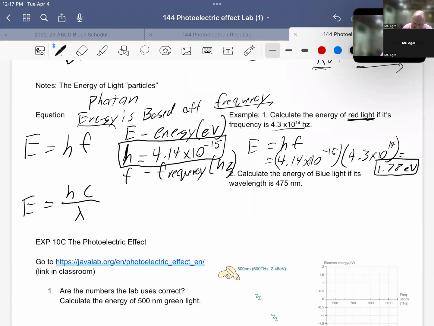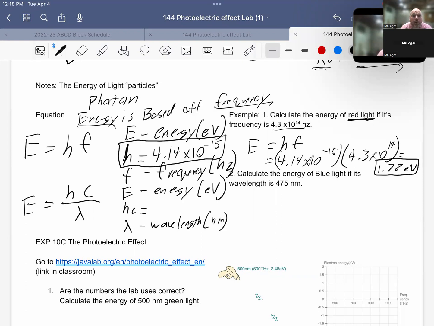So it's a little bit different. There's more constants, but we're going to have a constant for hc that's a very easy number to use. So once again, E is the energy in electron volts, and hc is a constant. We'll get to what that is in just a second. And then the wavelength symbol is, well, the wavelength, and that is going to be measured in nanometers.